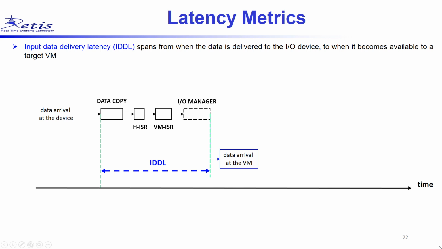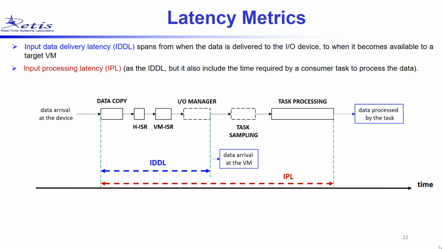Then, it may be relevant also to consider the time required by a task to sample the data and to process the data. In this case, we can consider the IPL, input processing latency, that extends the IDDL to also include the time required by the consumer task to process the data. These computational activities are subject to interference due to tasks, ESRs, and other I/O requests, and this is considered in our worst-case analysis.